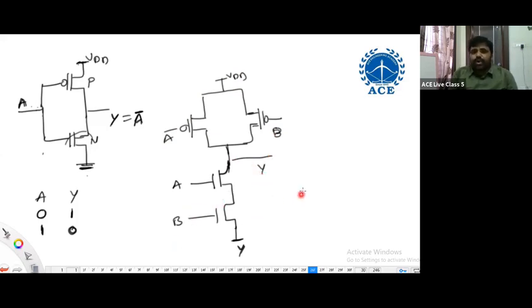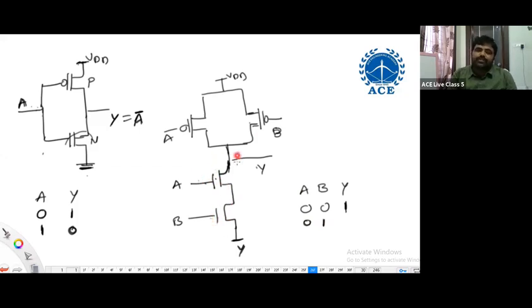Y. So what can we say about A, B, Y? If A, B are 0, 0, what happens here? These two are off, these two are on. Y is connected to VDD, which is logic 1. And if I say 0, 1, as it is 0, it is 1, this is off, this is on.